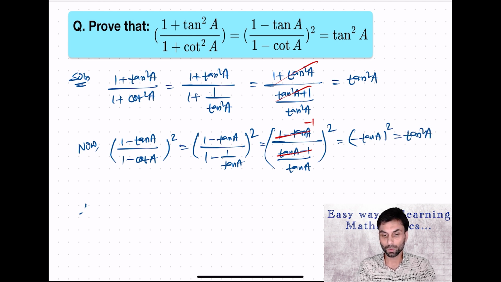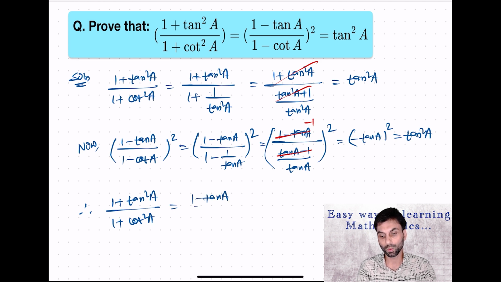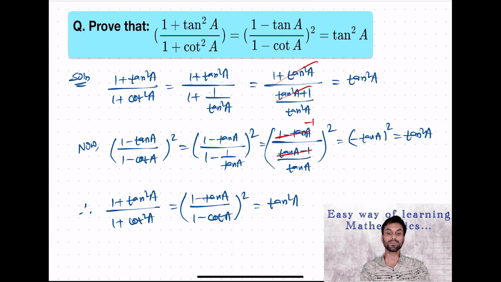Therefore we can write (1 plus tan square A) upon (1 plus cot square A) equals ((1 minus tan A) upon (1 minus cot A)) whole square equals tan square A. And this is how we can prove this particular question.